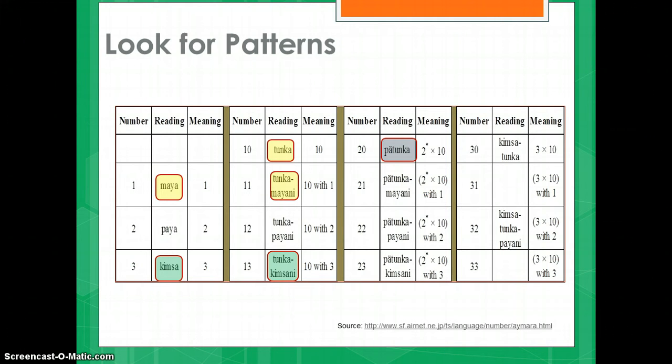Alternatively, the number for 20 is Ba Dunga. Again, Ba from 2, and then Dunga for 10. So, using the same logic, you can derive Kimsat Dunga for 30. So now, knowing this pattern, you can figure out how to say 31. See if you can try that. If you guessed Kimsat Dunga Mayani, you'd be right.